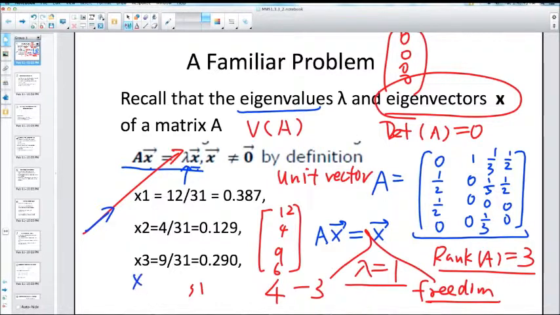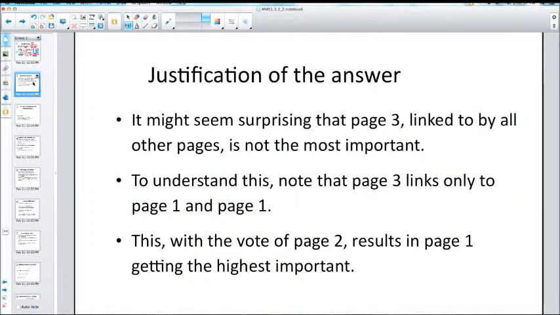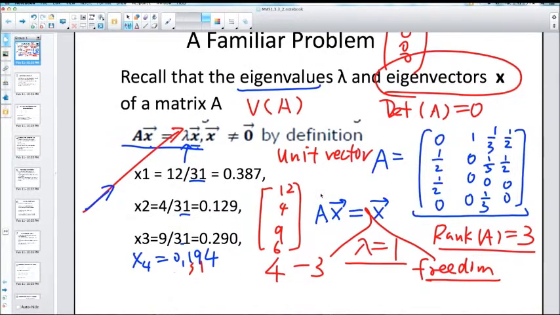I missed the 1, x4. We divide by 31. By the way, total is 31. And then we got 0.194. And then we got this solution. Let me see. The solution is the first page, the most important, 0.387, come to the third, that's 0.294, and then it's the fourth page. The last one, of course, is the second page.